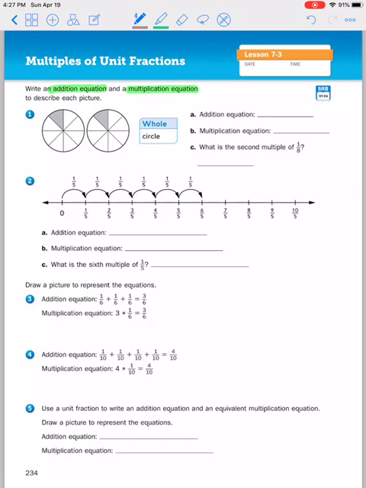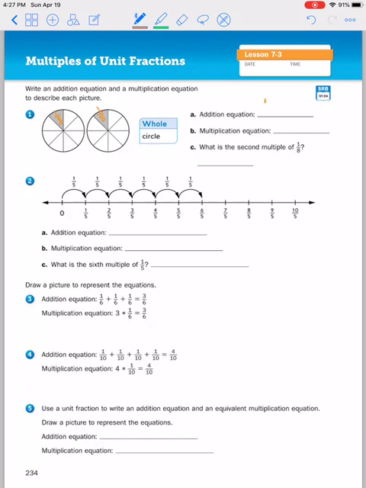They're showing us 2 fraction circles. And it looks like there's 1, 2, 3, 4, 5, 6, 7, 8 pieces in each fraction circle. So I know that it's going to be eighths. And I notice there's 1/8 here and 1/8 here.